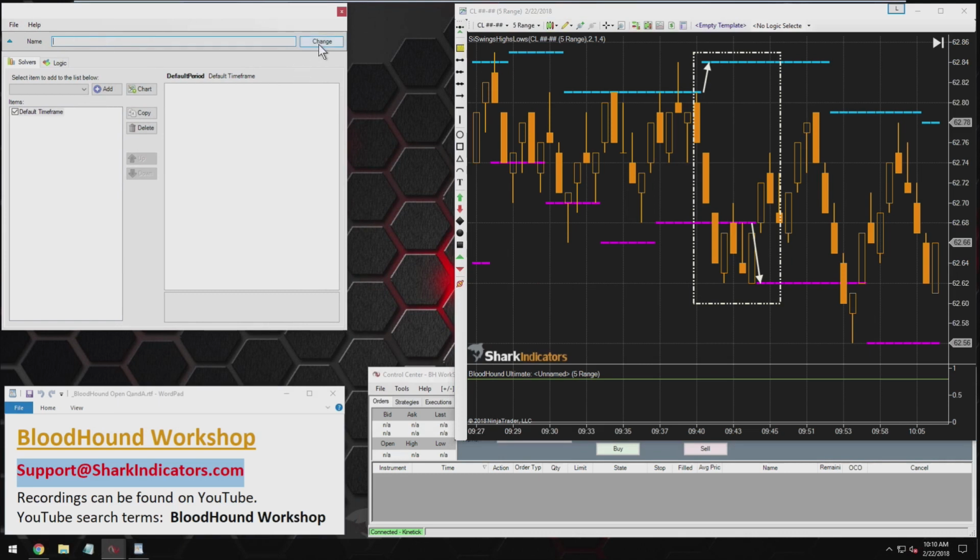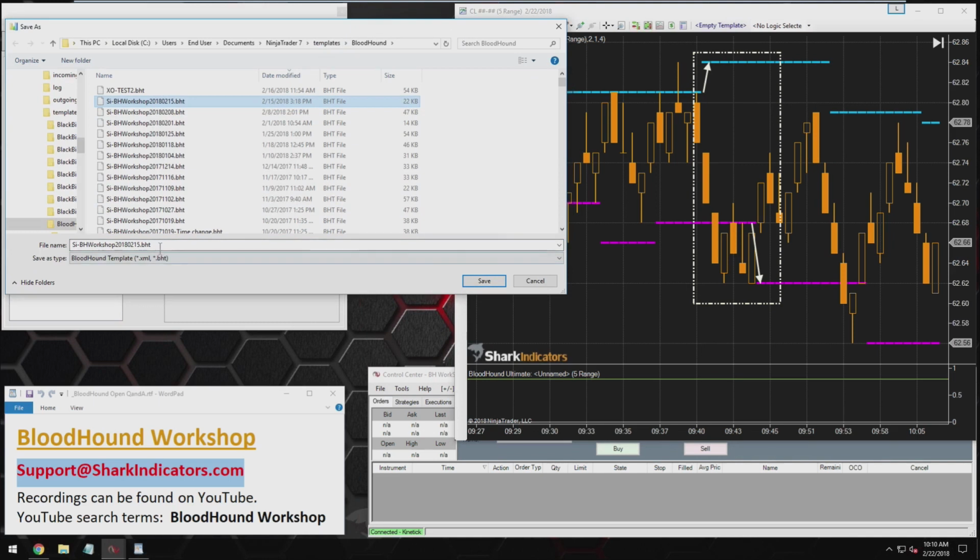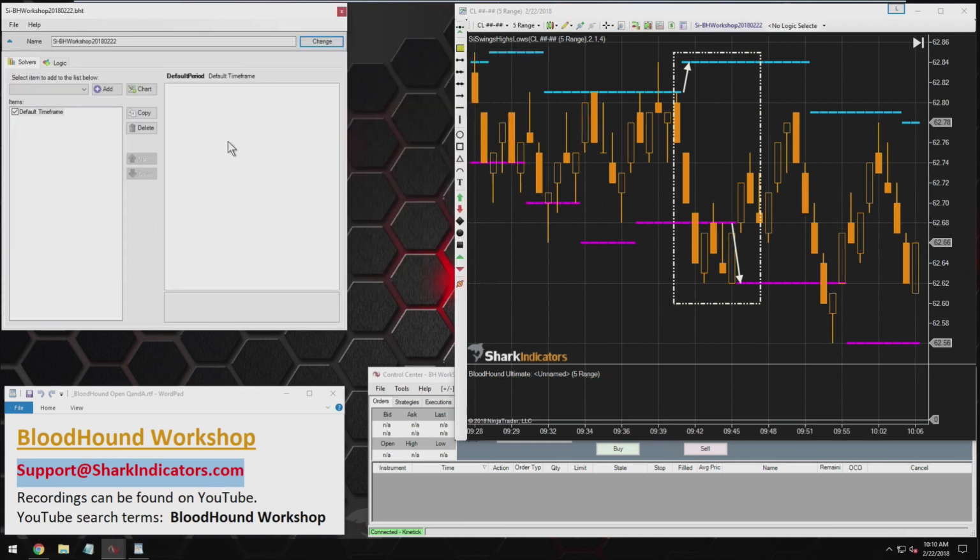So I'm going to hit the change button here. I will just put in today's workshop date. Today's the 22nd. There we go. All right, hit the save. And there we go. So now I have a file name for today's BloodHound template.